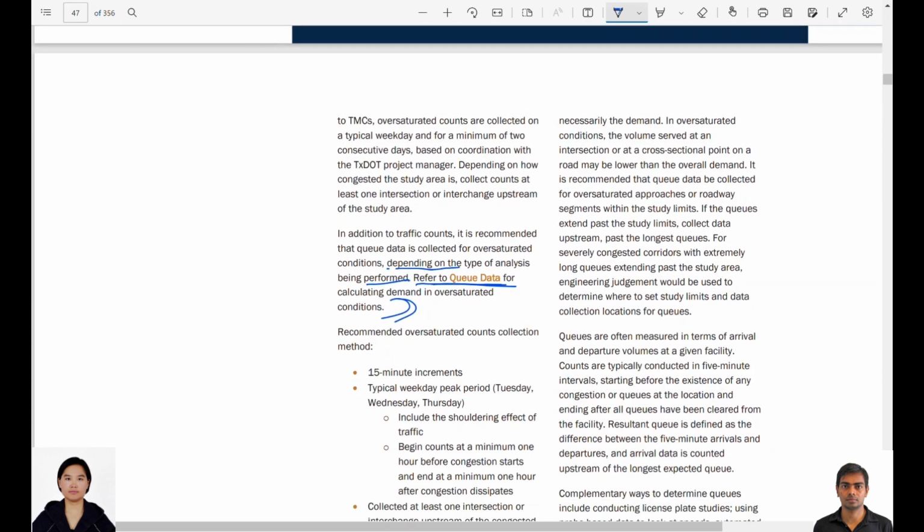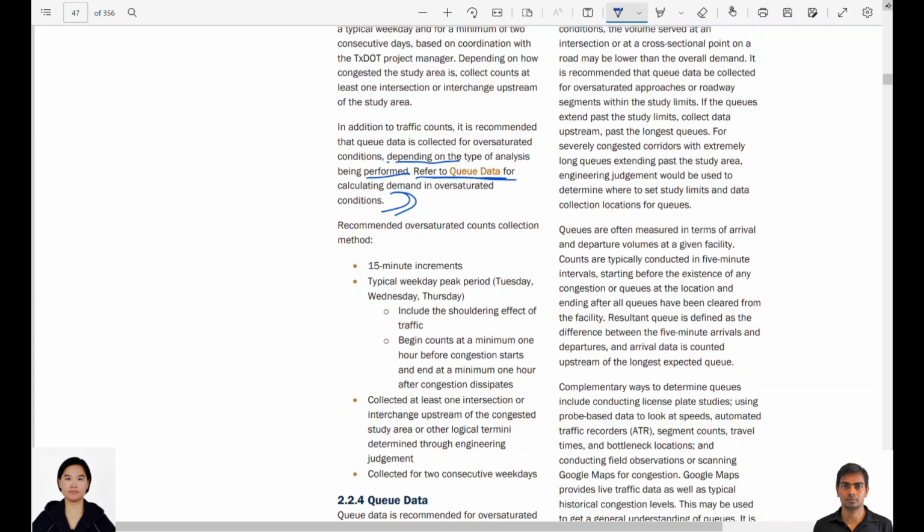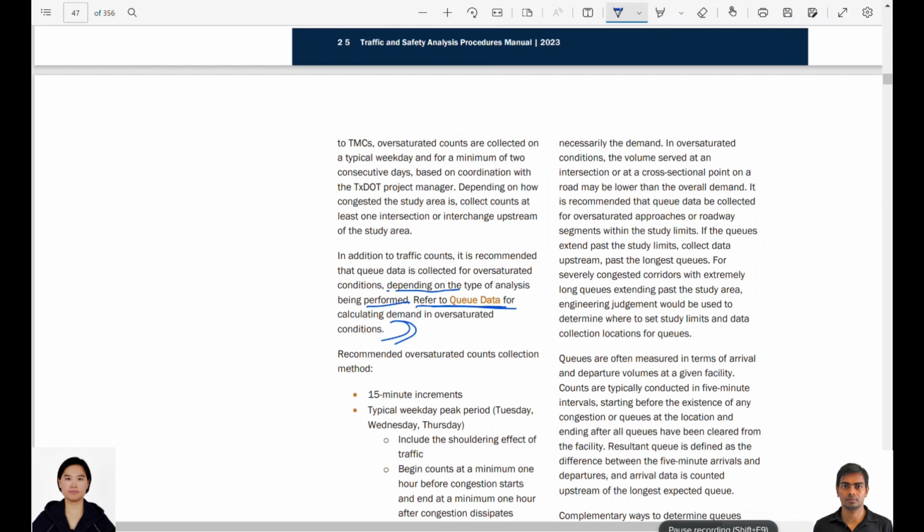So now it's referring to one of the biggest challenges in traffic operations, which I just mentioned, which is traffic count collected versus traffic demand.